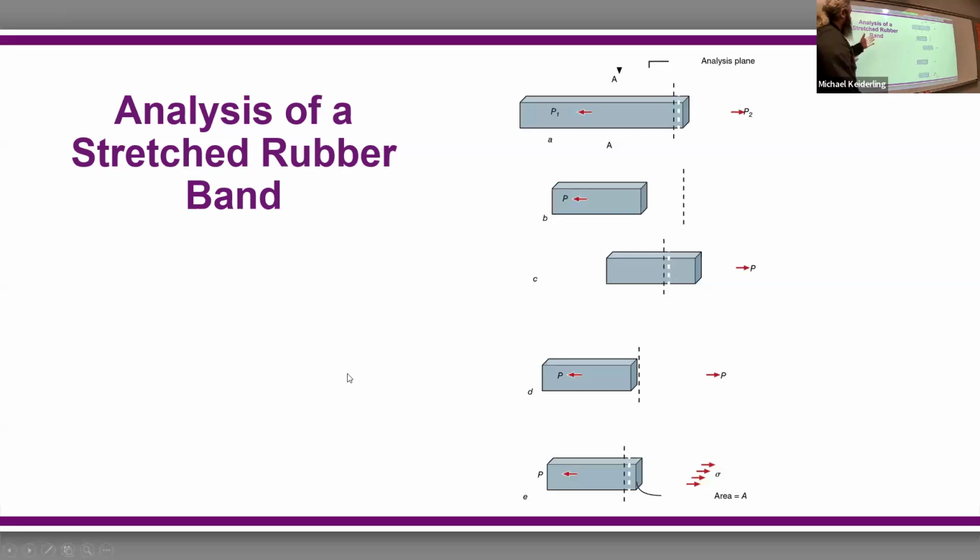So here, for example, we have a rubber band. We sort of cut a slice through it. We're applying some force. There needs to be some internal force here that is applying that force. And we distribute that force over the area of the slice.